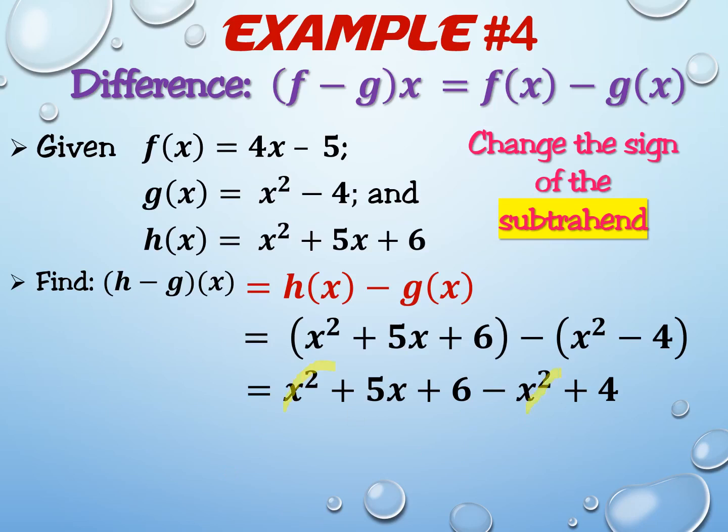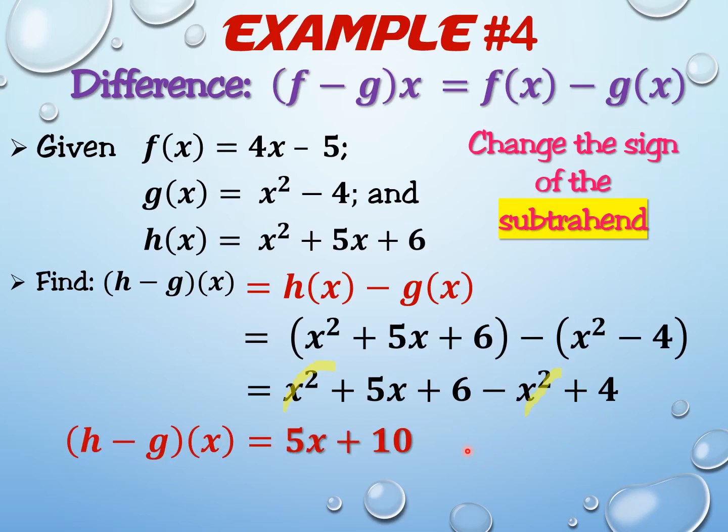So that will give us 0. And then we have the remaining term, which is 5x. So we just simply copy this one. And then we combine the constants, positive 6 plus 4. So what will be the answer for that? Correct. So what will be the final answer? Okay, so the final answer will be 5x plus 10.